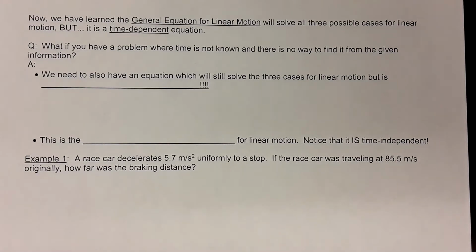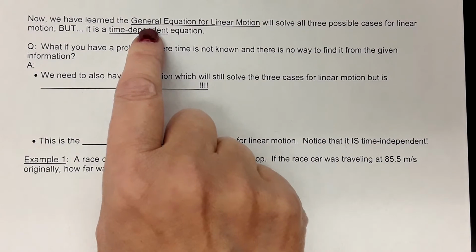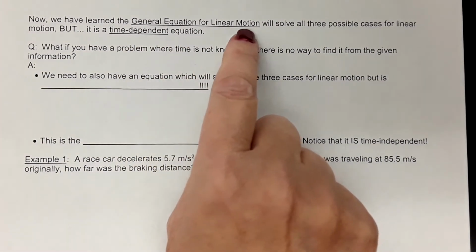Everybody. Today we're going to finish up our linear kinematics notes. We only have one more thing to look at. So we've looked now at a formula for constant velocity. We've looked at the definition of acceleration. And last time we looked at the general equation for linear motion.